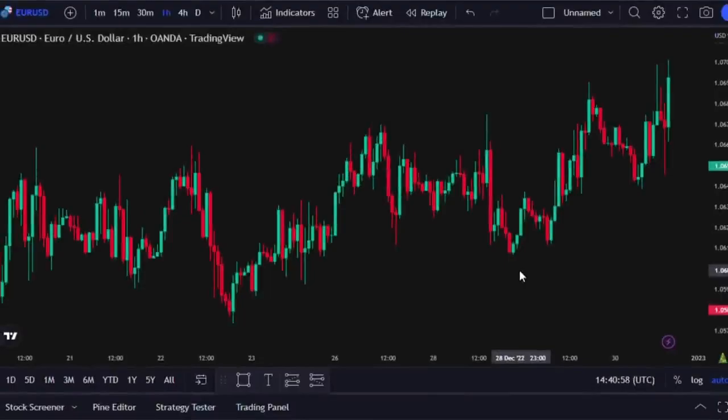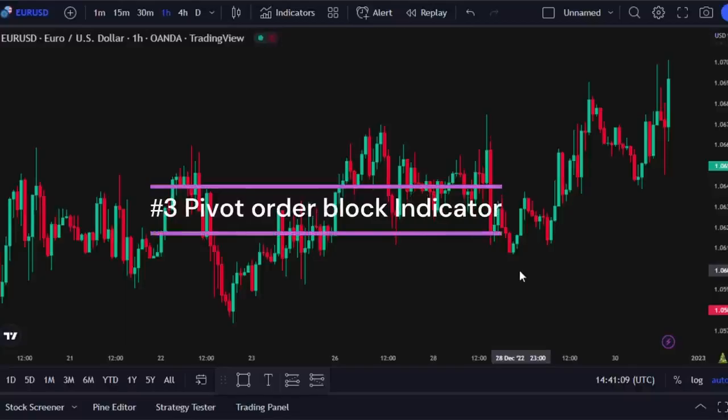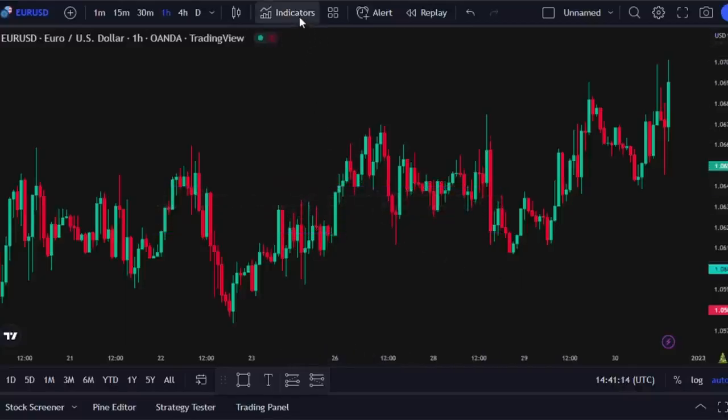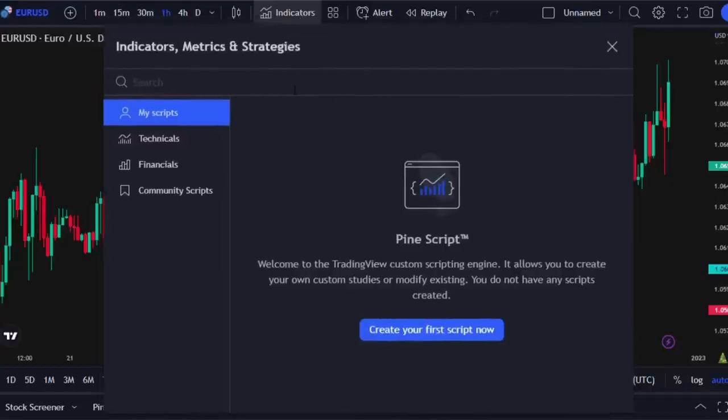So, again we have the Euro-USD dollar pair on our chart here. The third and last order block indicator that I am going to show you is the pivot order block indicator. So let's add this indicator to our chart. For that, click on the Indicator tab, type in Pivot Order Block and select it.